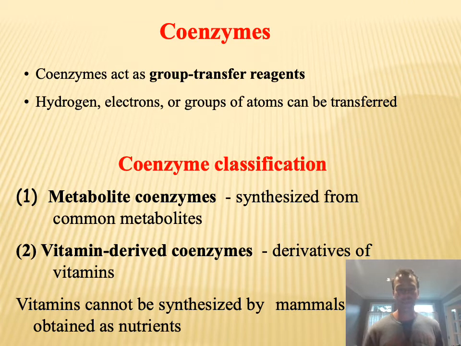On the other hand, coenzymes are larger in nature. They can act as group transfer reagents. So hydrogens, electrons, or groups of atoms can be transferred. The coenzymes can be subclassified even further into metabolite coenzymes. So these are synthesized from common metabolites, or vitamin-derived coenzymes. So obviously derived from vitamins. These vitamins can't be synthesized by mammals, so they must be obtained in the food we eat.